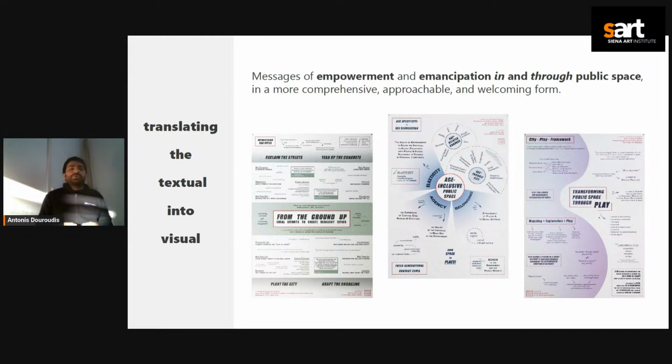And the decision was to translate the textual content of the book into a visual form, believing that this would be a more welcoming, direct, and approachable entry point to the book. So these three diagrams were created as visual summaries of the books, and they were exhibited alongside the library.